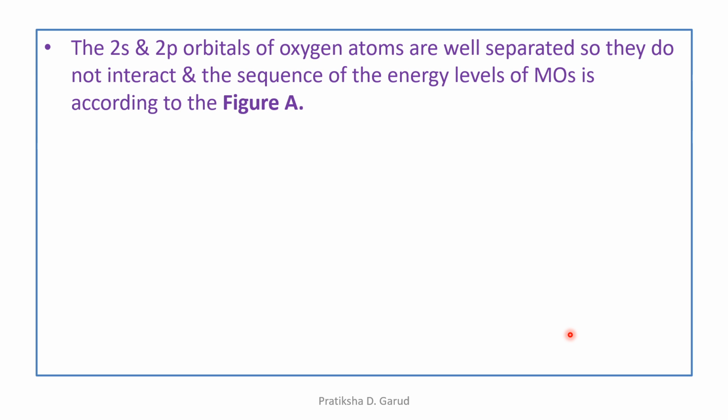After this, here this point is important. The 2s and the 2p orbitals of oxygen atoms are well separated.